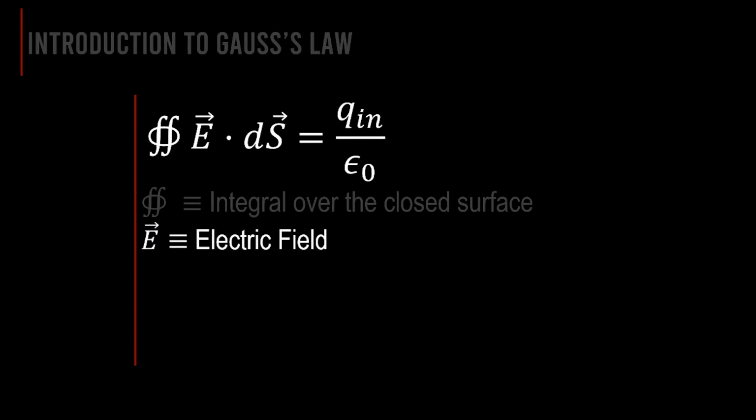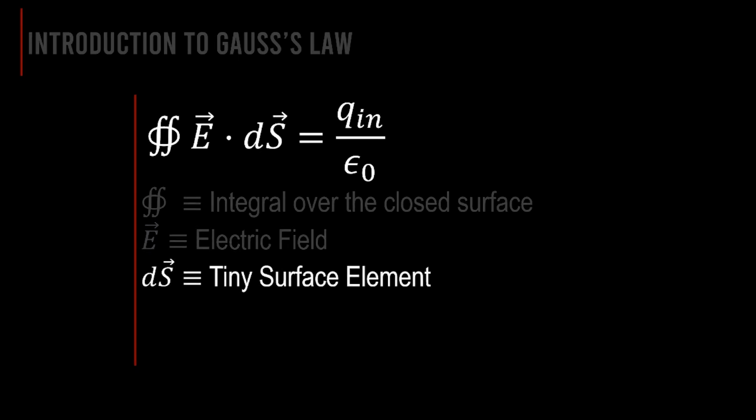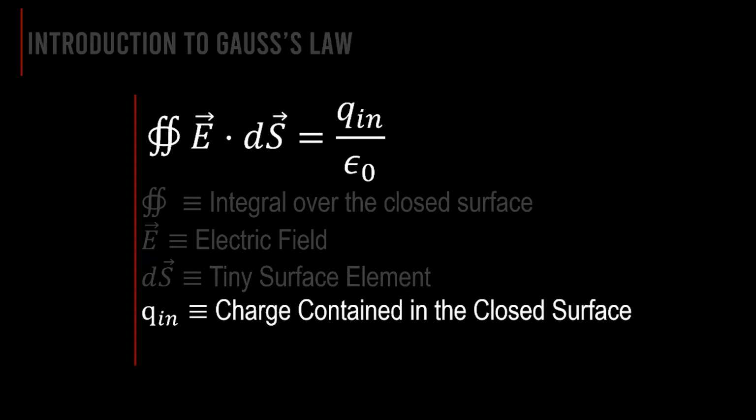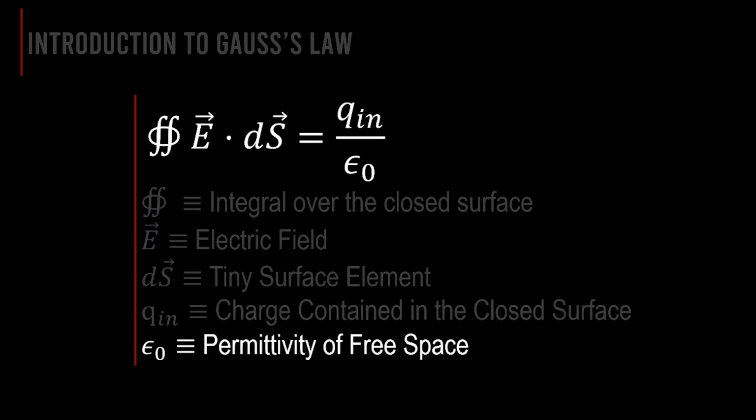E vector is the electric field. ds is some tiny surface element. Qin is the charge contained within the closed surface. And epsilon naught is the permittivity of free space. So let's see how we can use Gauss's law in practice. And so this is going to be a short application of it.